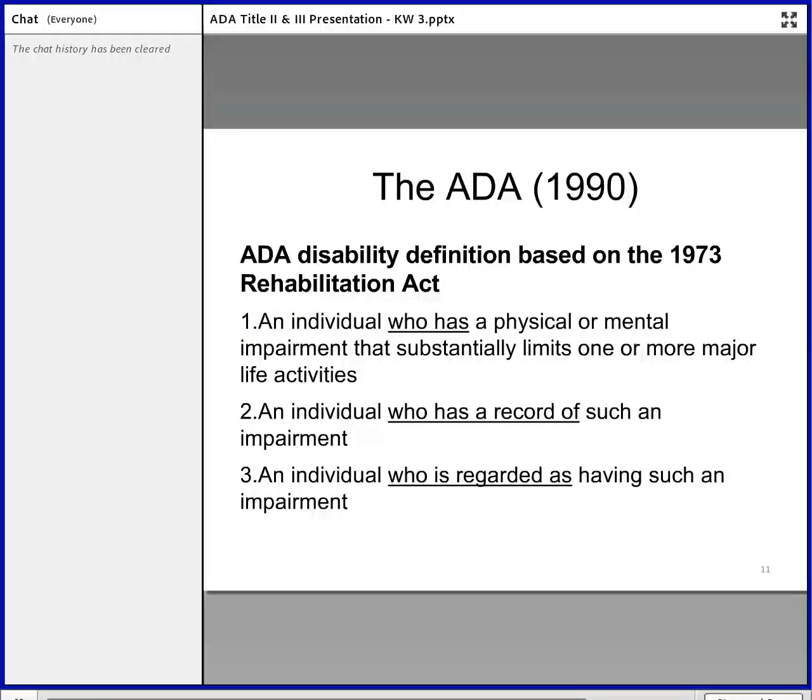So the definition of person with a disability under the ADA, and it was very much based on the language from the definition under the 1973 Rehabilitation Act, is an individual who has a physical or mental impairment that substantially limits one or more major life activities, an individual who has a record of such an impairment, or an individual who is regarded as having such an impairment. And so this definition did not change.